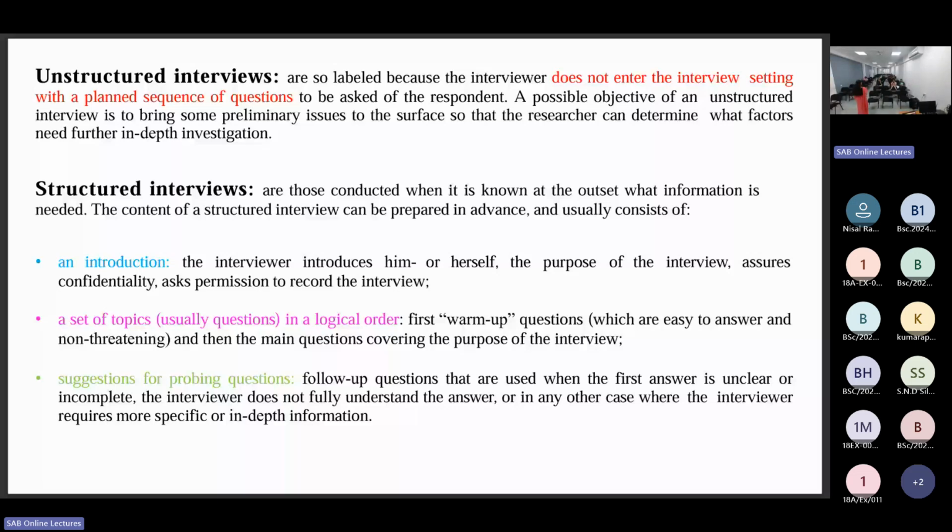So likewise, in some scenarios you have to use the structured interview, and in some scenarios you have to use the unstructured interview. If it is a structured interview, there are 3 stages in the structured interview. What are those? First one, what is it? An introduction.